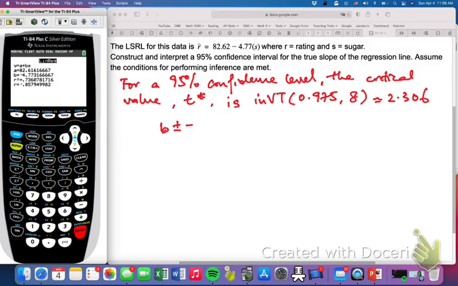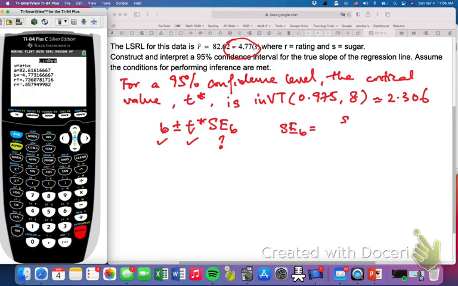Let's continue. Now the formula for this confidence interval to estimate the true slope is B, which is the slope, the point estimate, plus or minus T star times the standard error of the slope. We know the B already, found here, negative 4.77. And we just found the T star, which is 2.306. So how in the world are we supposed to find the standard error of the slope?